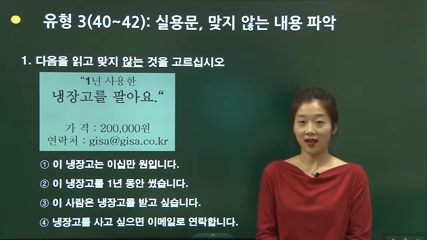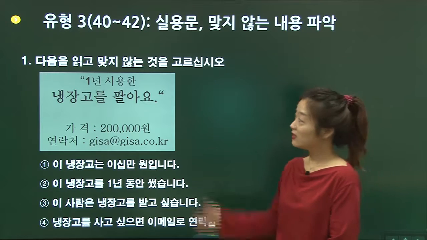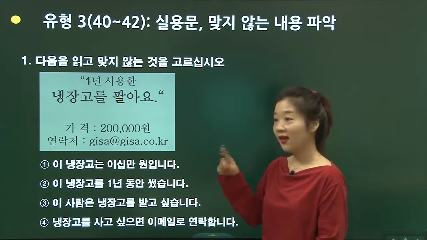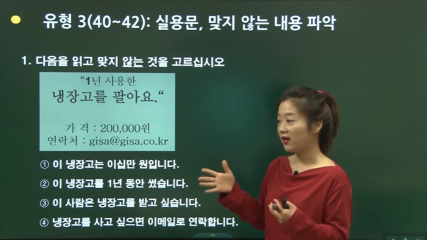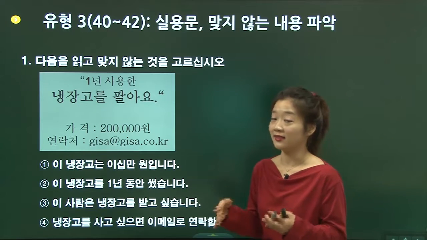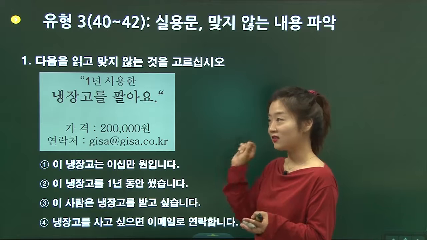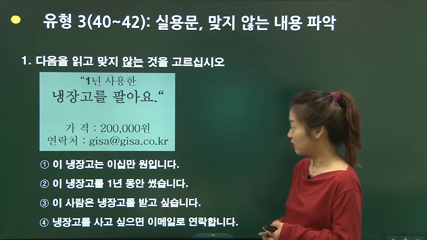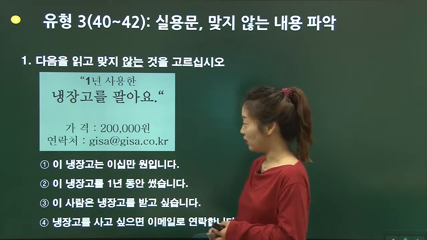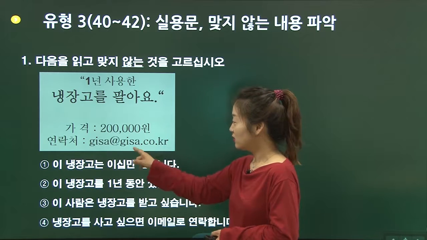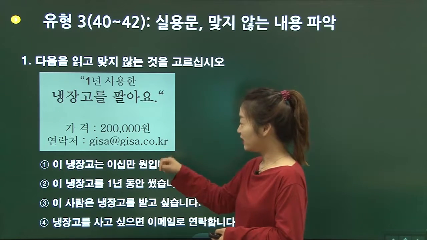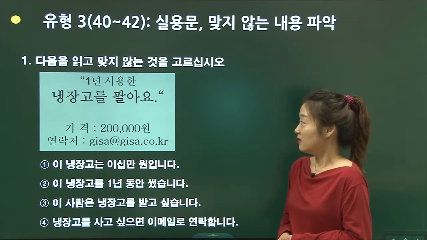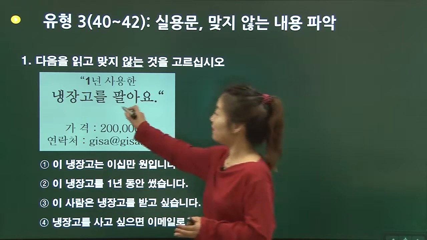다음을 읽고 맞지 않는 것을 고르십시오. So look at this article. We need to find out what kind of article this is, what the article says, and the details, okay? So look at here. 1년 사용한 냉장고를 팔아요. 가격 20만 원. 연락처 gisa@gisa.co.kr. Okay. Good.